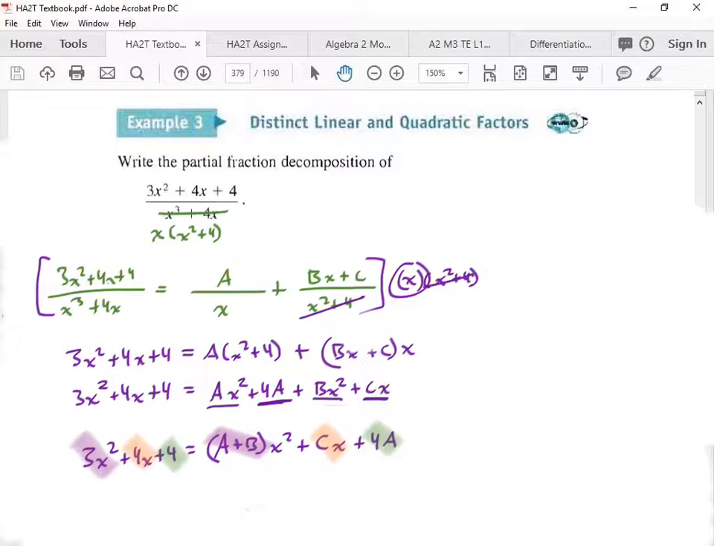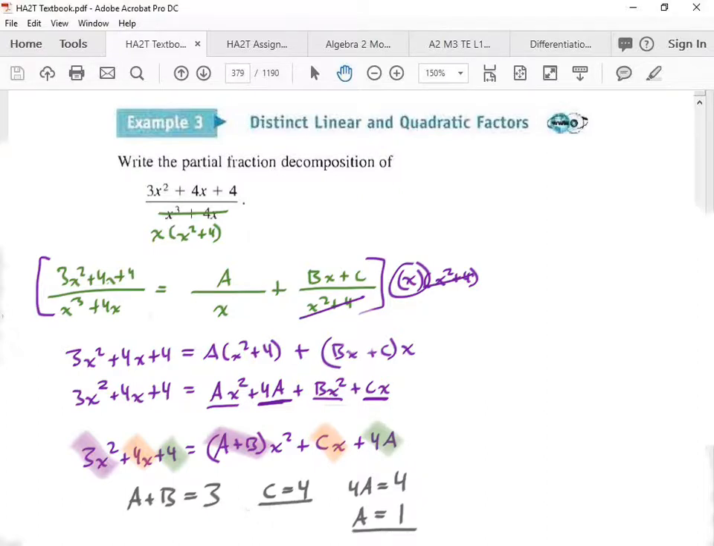Now you can set up equations to find your A value, your B value, and your C value. So I'm going to take A plus B. What does A plus B have to equal so that it equals the other side? 3. What does the C have to equal? Oh, hey, look, we already found the C. What does the 4A have to equal? 4A has to equal 4 also. So what does A equal? Hey, look at that, we already got that one and that one.